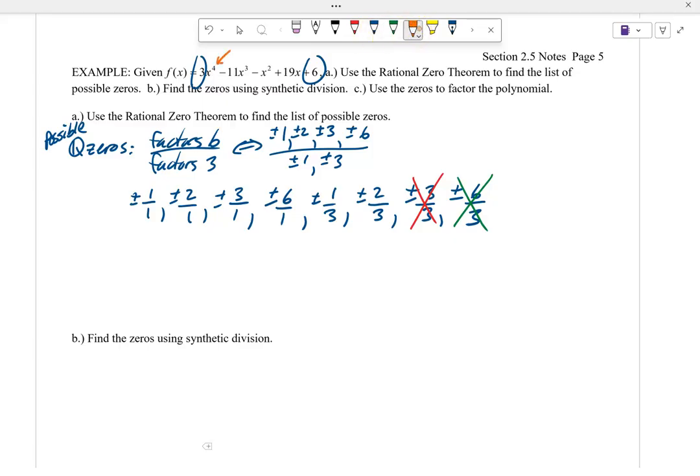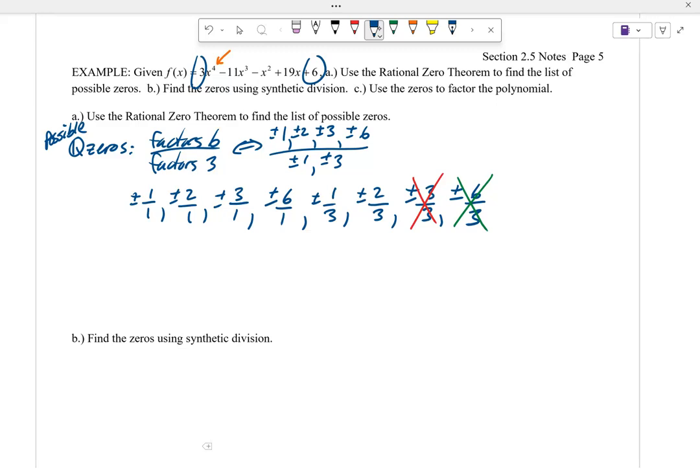Now, how many zeros do I actually have? I have 4. This is a 4th degree. Now, I don't know if they're all real zeros. We'll talk more about what if we have a complex zero, but I do have 4 zeros by the fundamental theorem of algebra. So let's go ahead and find the zeros, testing this one by one.